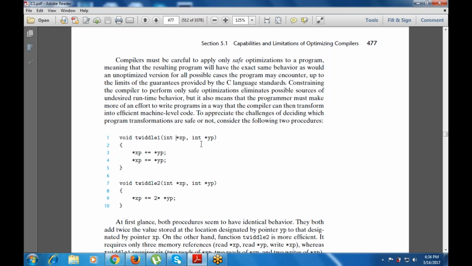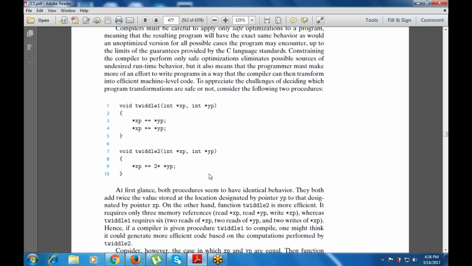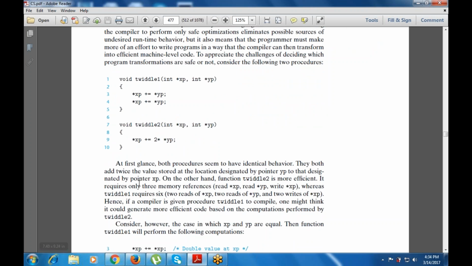At first glance, both procedures seem to have identical behavior: they both add twice the value stored at the location designated by pointer yp to the location designated by pointer xp. On the other hand, the function twiddle2 is more efficient. Why? Because it uses both arguments, pointer xp and pointer yp, and has only three memory references: read xp, read yp, write xp. Whereas twiddle1 requires six: two reads of xp, two reads of yp, and two writes of xp.